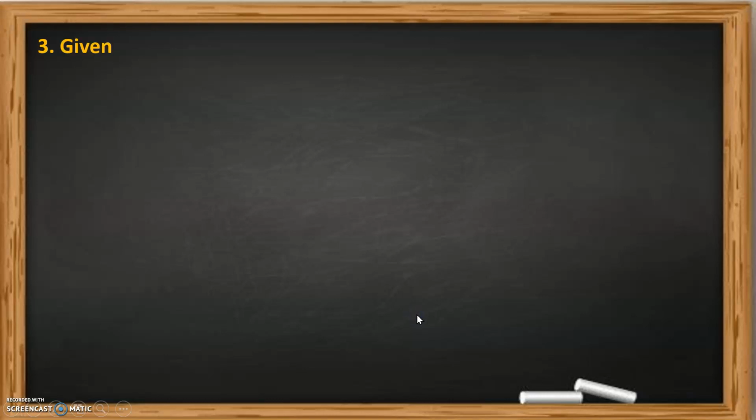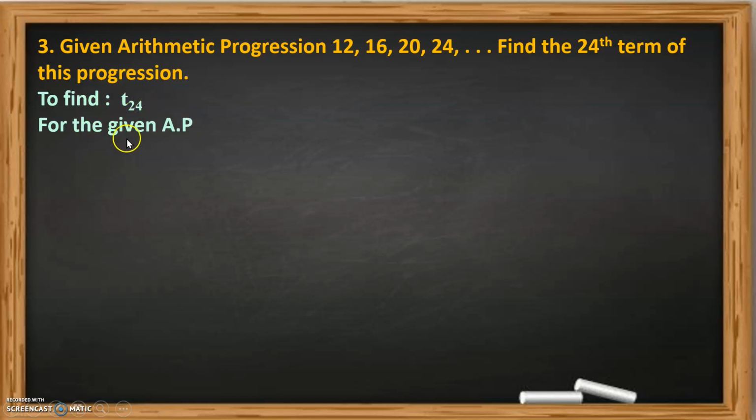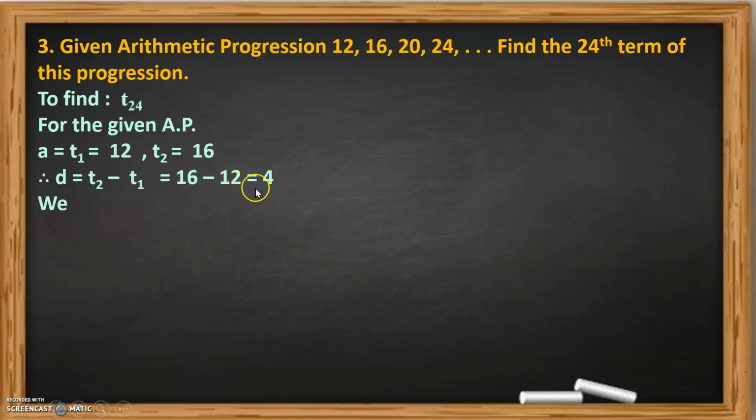That is the third question. In this, the given arithmetic progression is 12, 16, 20, 24 and so on. You have to find the 24th term of this progression. Now, how will you find? What you have to do? You have to find T24. Now, for this given AP, A is 12, T2 is 16, and D is equal to T2 minus T1 equal to 16 minus 12 equal to 4.